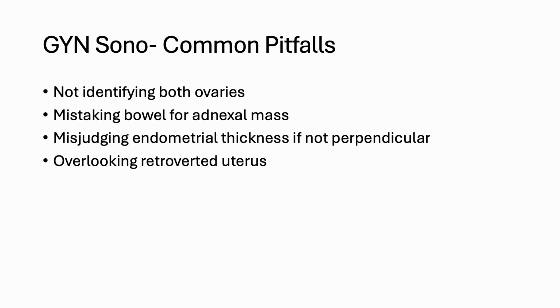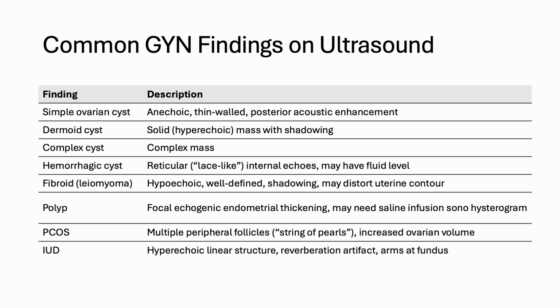Some of the common pitfalls with gynecologic sonos are not identifying both ovaries. Sometimes people mistake bowel for adnexal masses or misjudge the endometrial thickness if the ultrasound probe is not perpendicular, and then overlooking a retroverted uterus.